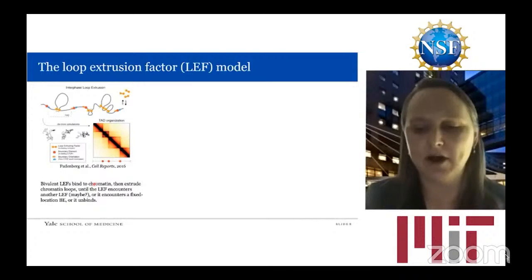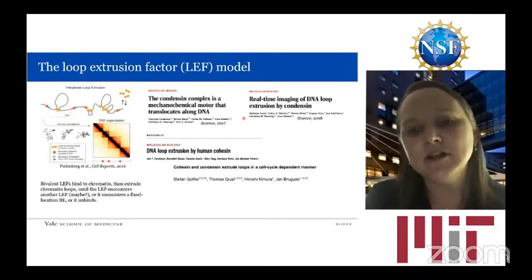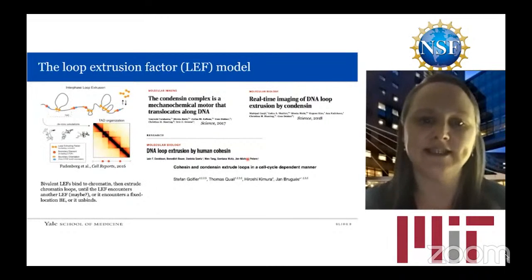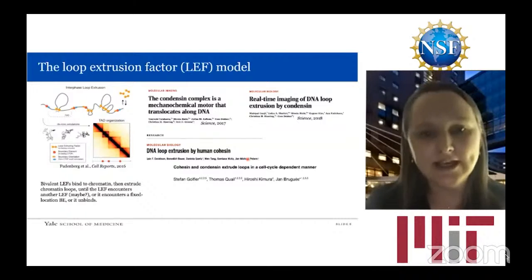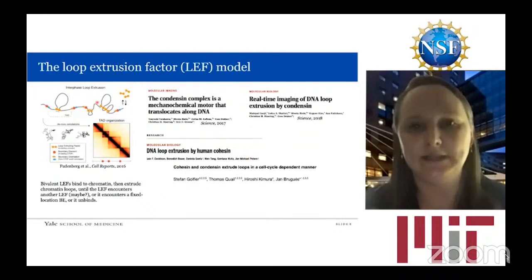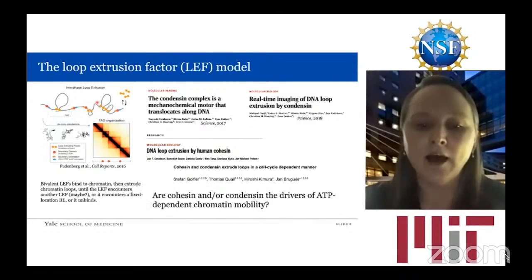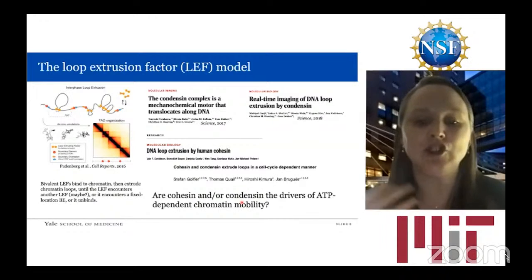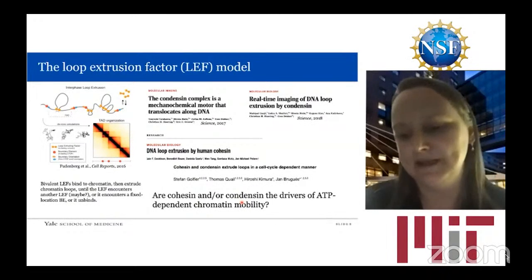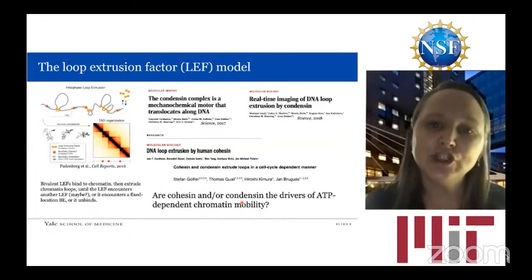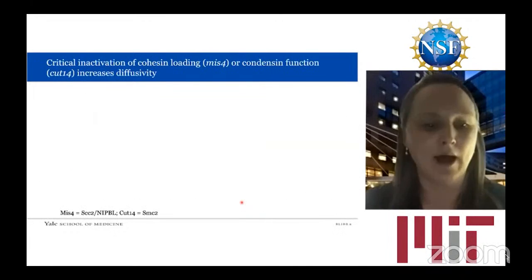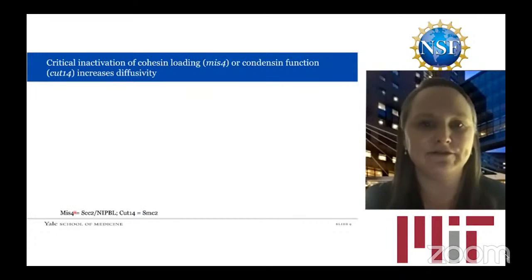So this is the model that I've already described. And importantly, there's been a whole host of really beautiful studies demonstrating the ability of SMC complexes, cohesin and condensin, to use ATP to drive loop extrusion in an ATP-dependent manner. And so this led us to ask, is it cohesin or condensin activity that is actually driving the chromatin mobility that's dependent on ATP in fission yeast? And again, fission yeast is a really nice model because we have alleles available where we can critically inactivate these SMC complexes. And that's what I'm going to show you here. We took advantage of several alleles.